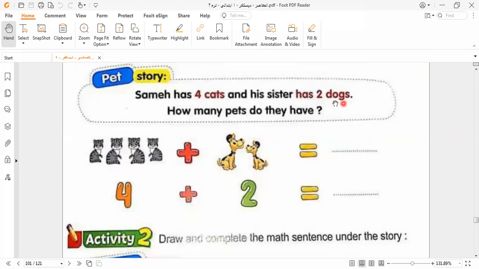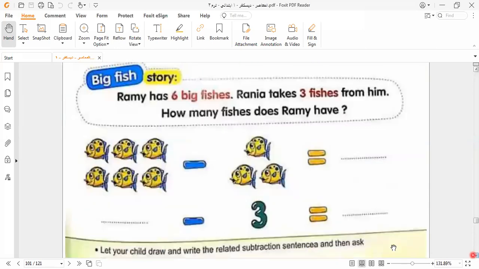Like we say, Sami has four cats, and his sister has two dogs. How many pets do they have together? So I put here 1, 2, 3, 4. I translated the story to numbers. Here is 4, here is 2. So 4 plus 2 equals what? 4 in my mind, 2 on my hand: 5, 6. So the answer will be 6. This is the way that you learn in mathematics. Okay, let's go to another one.